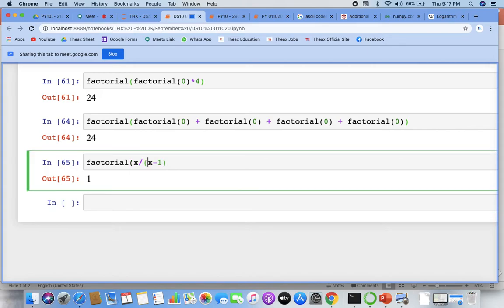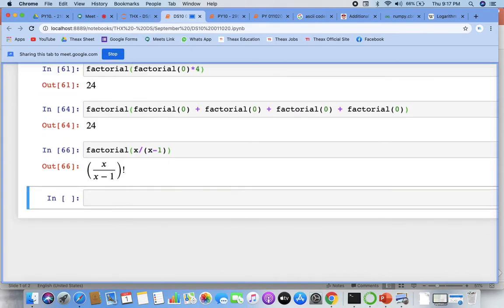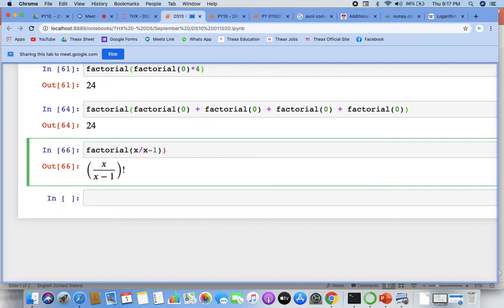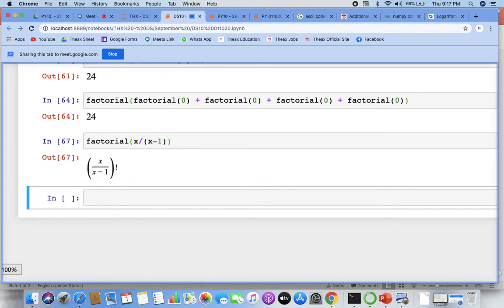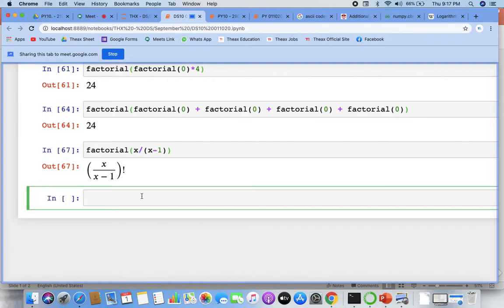I haven't made a bracket. You guys need spectacles. It is x by x minus 1, factorial. Obviously. By mistake, I didn't put the bracket. That's okay. So, you see, x by x is equal to 1, minus 1 is 0. Again 0 factorial is 1 came. Okay, fine. So you are clear with how to write expressions, how to write up the things, right?